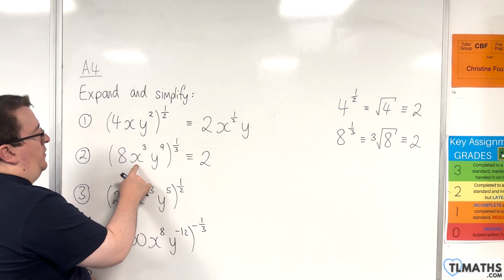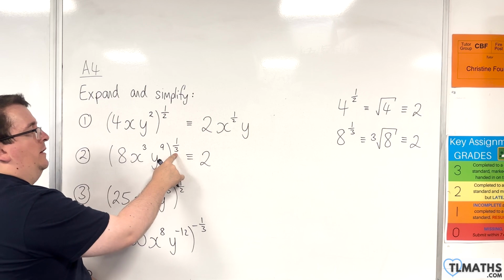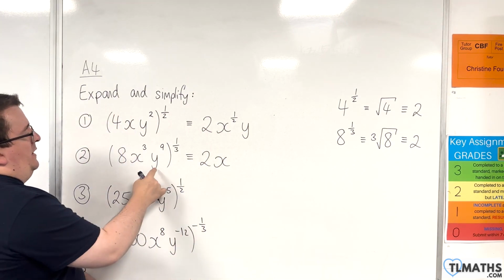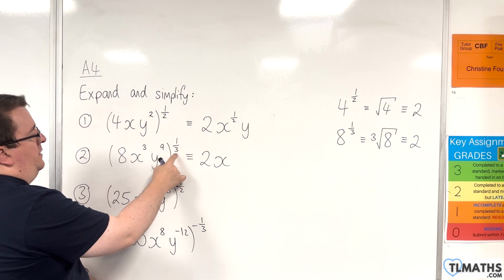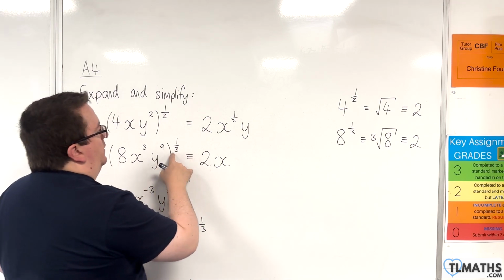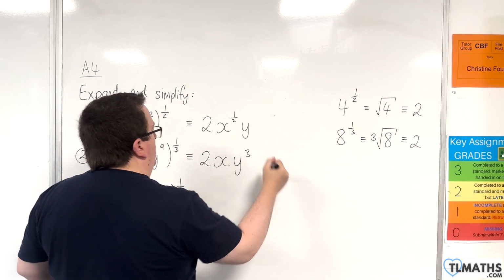Then we have x to the 3 to the power of 1/3. So 3 times 1/3 is 1. So we just have x to the 1. Then y to the 9 to the power of 1/3. 9 times 1/3 is 3. Or 9 divided by 3 if you like. So that's y cubed.